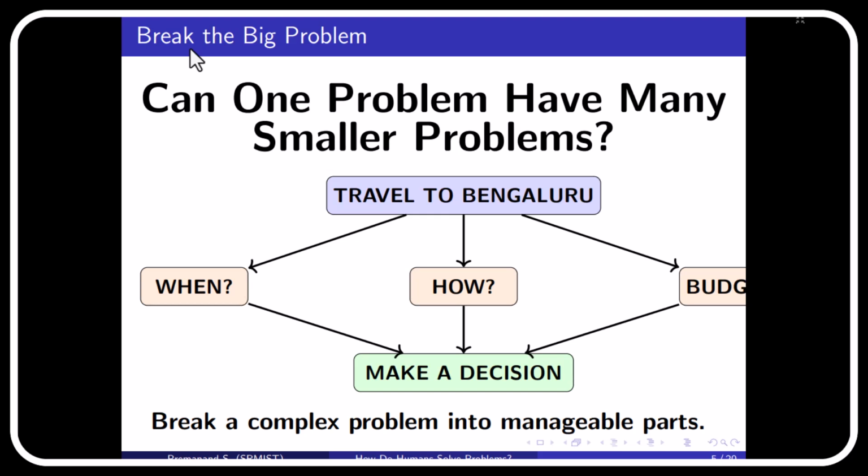So what do we naturally do? We take one big problem and break it into smaller problems. Then we can deal with each smaller part. Finally, we bring those decisions together. So this is problem decomposition. We break a complex problem into manageable parts, and this is not something unique to programming. Humans already do this naturally, right?